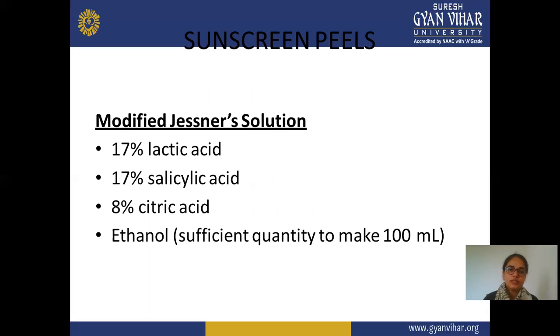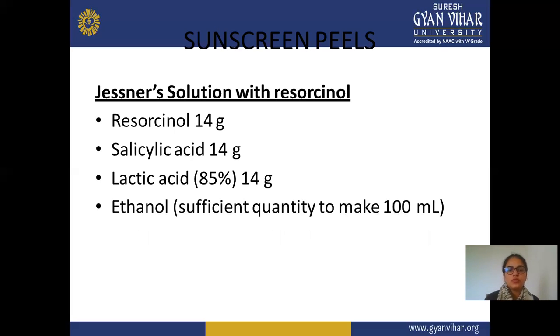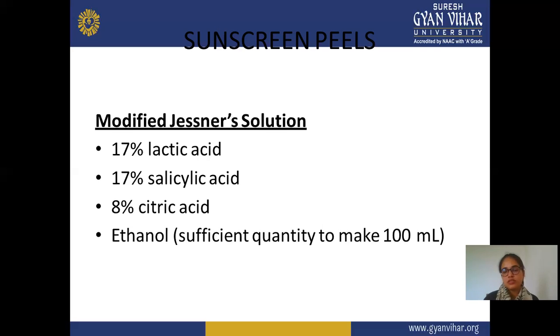In this sunscreen pill, next is modified Janssen solution. This is a modified form of the previous one. In this, just the concentration is changed. Here lactic acid is 17%, salicylic acid is also 17%, and citric acid is 8%. You make the volume up to 100 ml with ethanol; only the concentration is changed, and the amounts of lactic acid, citric acid and salicylic acid are also changed. Previously salicylic acid was 14% and lactic acid 40, but here it is 17%, and resorcinol is not used. Instead of resorcinol, we are using citric acid and maintaining the volume up to 100 ml with the help of ethanol.